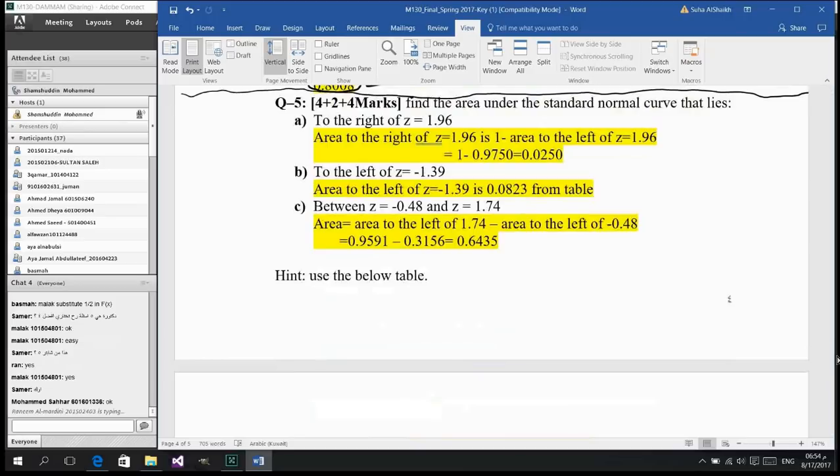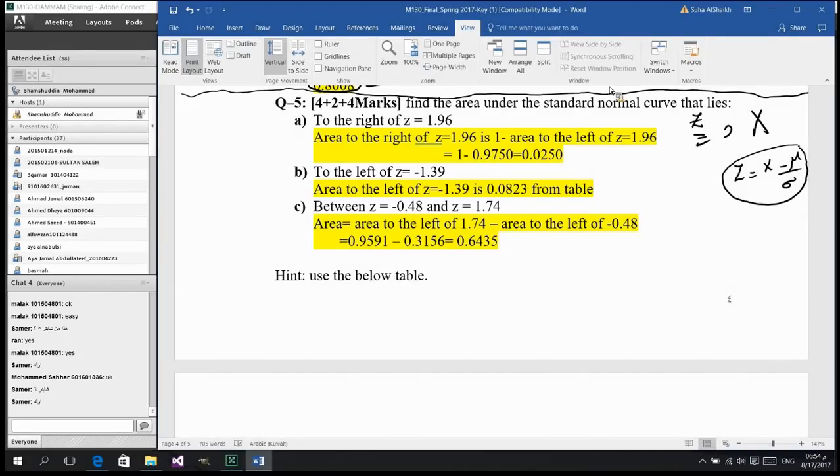The last question now is from chapter 6, which is the normal distribution. Now the normal distribution question could be a standard normal distribution, which is z, or it could be just a normal distribution, which is x. Right or not? If it is z, you are done. If it is x, you need to write z as x minus mu over sigma, right? And then you start to solve.